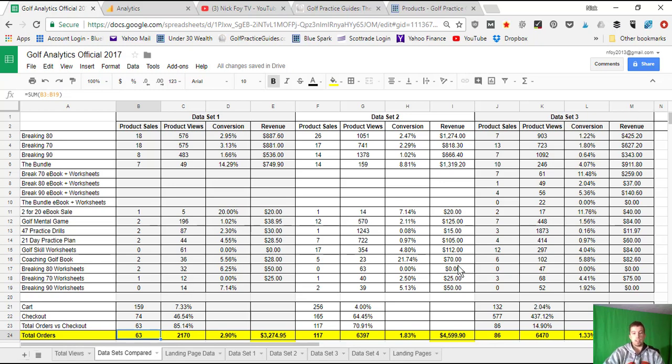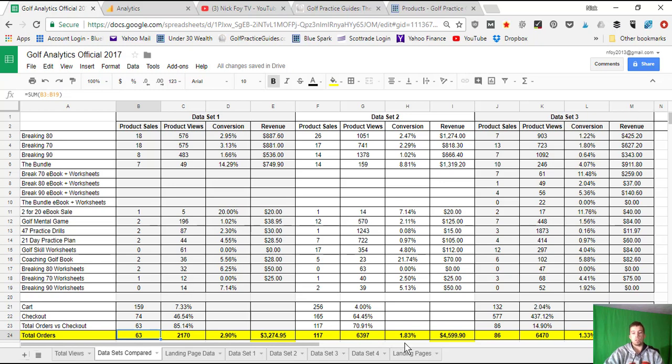So now data set 2, we upped the traffic, so traffic started growing. We got 6,397 product views, which was basically about triple of data set 1. And then sales basically about doubled, a little bit less than doubled. So traffic tripled, but sales did not triple as well. Sales only doubled. So we had a drop off in conversion.